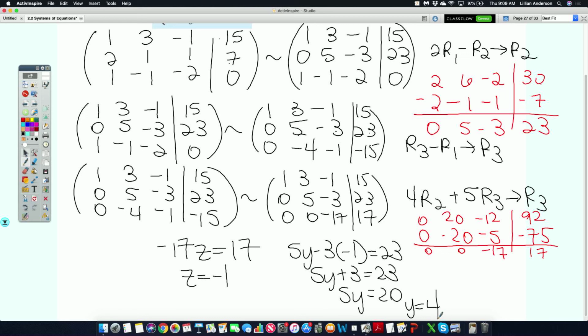And then plug into the last one, that's x plus 3 times -1 minus 1 times 3 times 4, -1 times -1 equals 15. X plus 12 plus 1 equals 15. X is going to equal what?